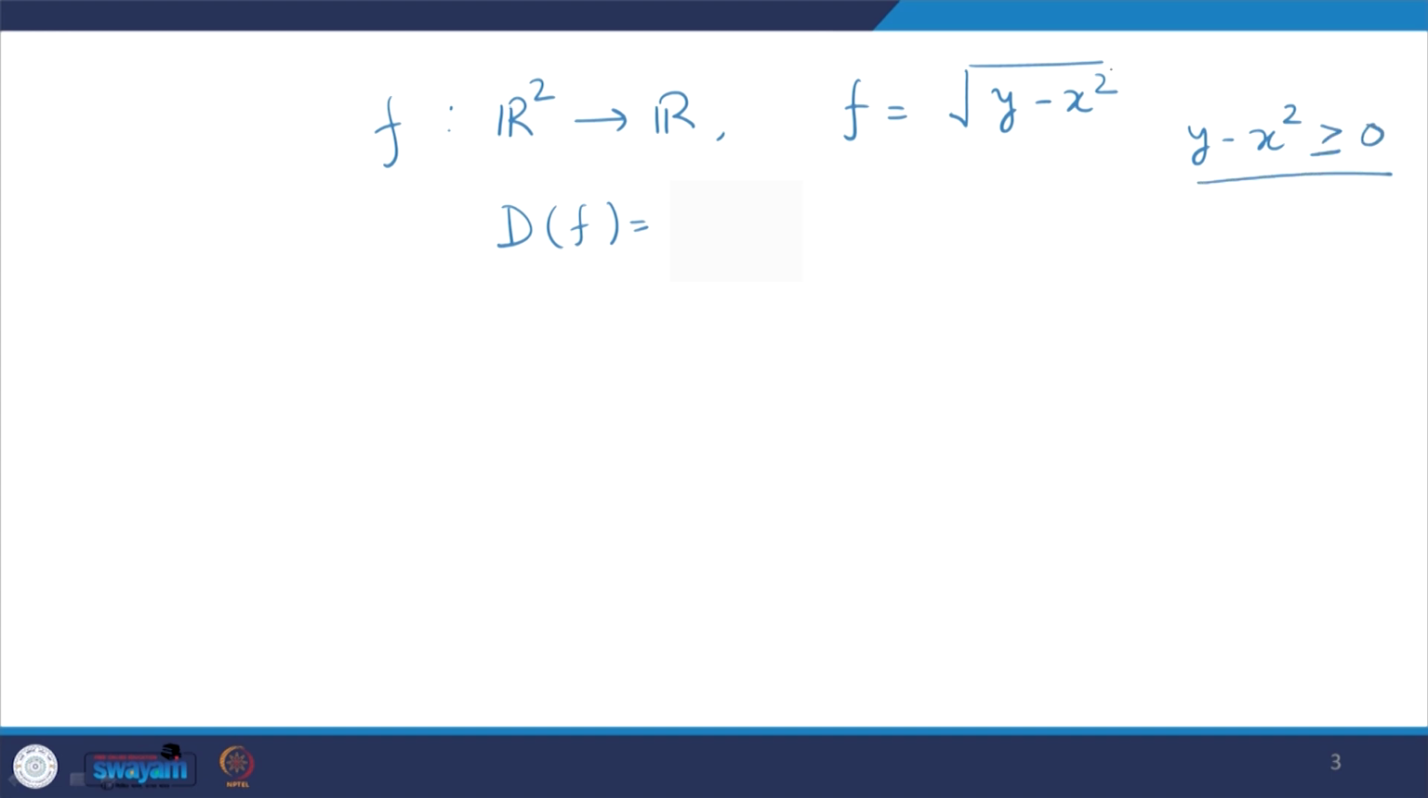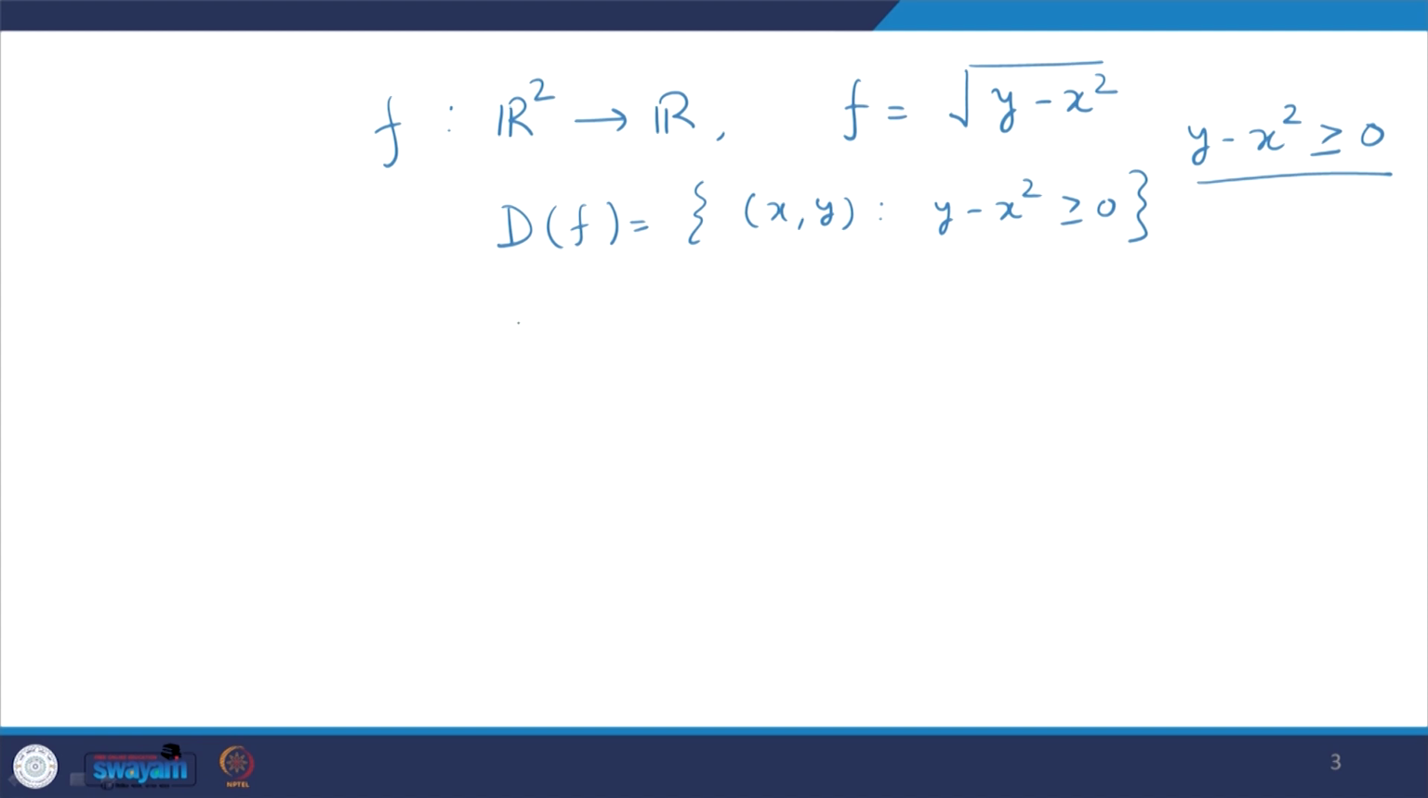Otherwise, this f is not defined in real lines. So, we can say that the domain of this f will be all x, y such that y minus x square is greater than or equal to 0. So, the collection of all those x, y where y is bigger than or equal to x square will constitute the domain of this function f.